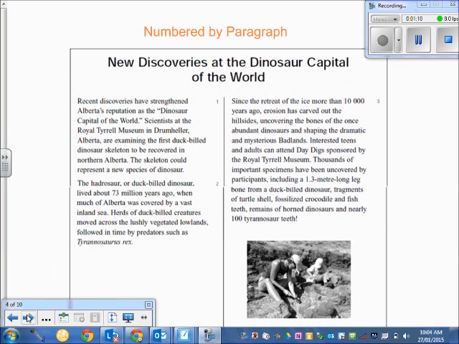The next one is numbered by paragraph. So these numbers now aren't lines, they're paragraphs. So this is your first paragraph, here's a second paragraph, third paragraph. So make sure that you understand that.